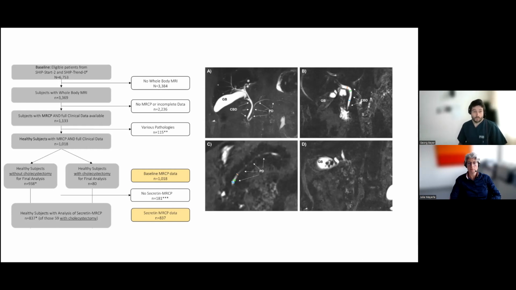Of those 1,018 healthy subjects, 80 had their gallbladder removed previously. They were still included, but analyzed separately for reasons which we will show you later. And again, a subgroup of 837 of those 1,018 had an additional secretin-stimulated MRCP. We used maximum intensity projection imaging, as you can see on the right-hand side, to measure the largest diameter of the common bile duct, as well as the pancreatic duct.